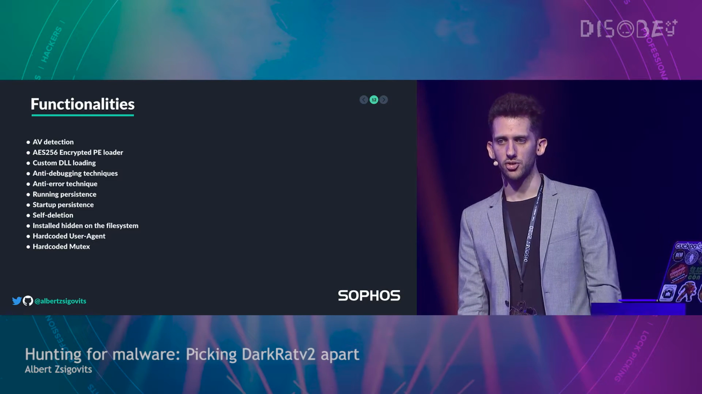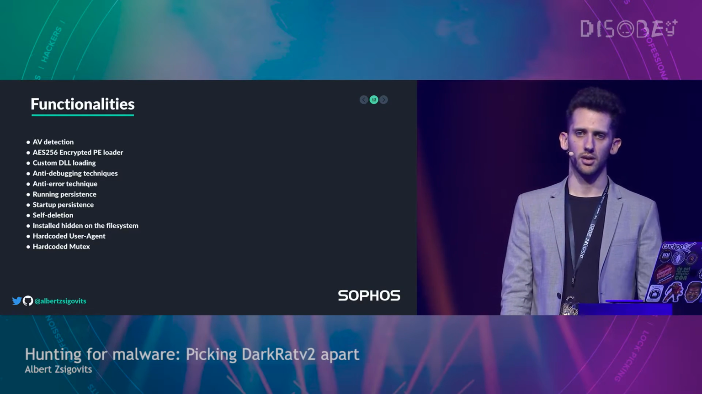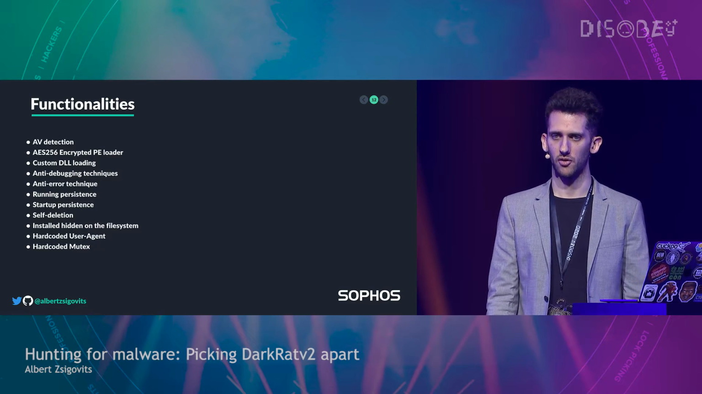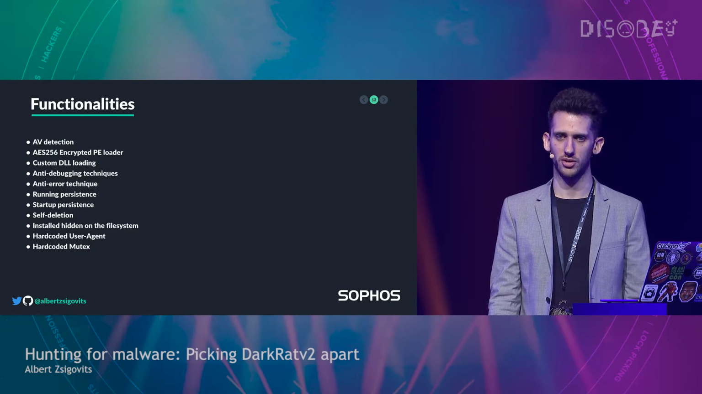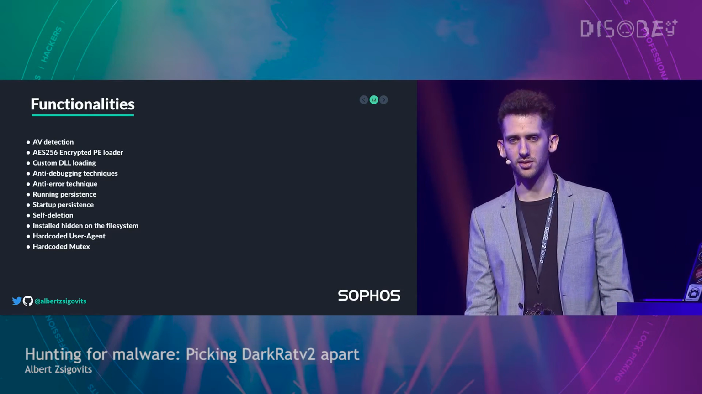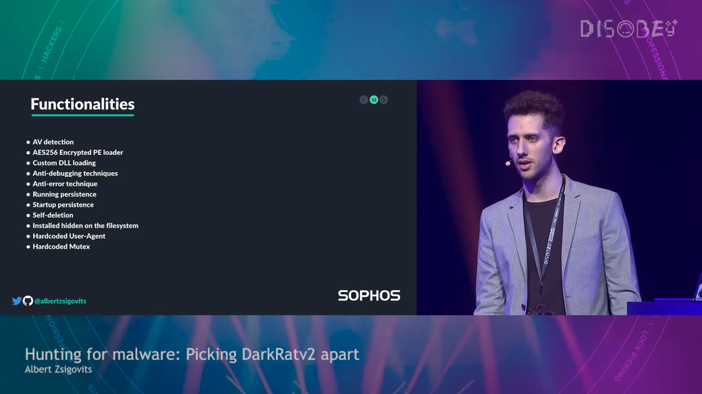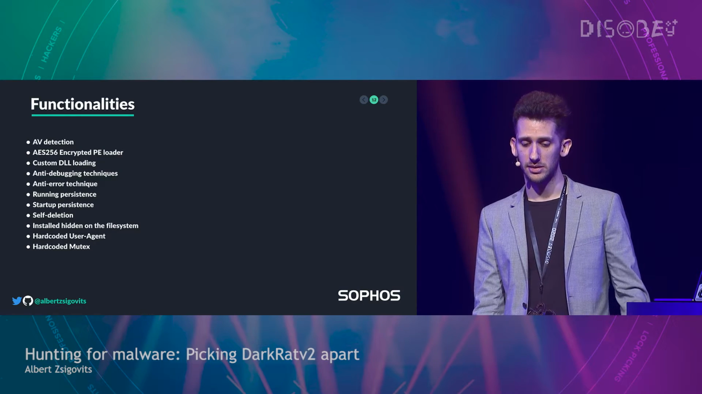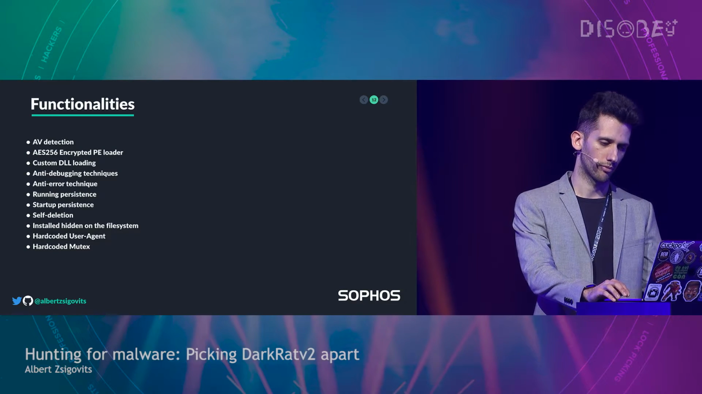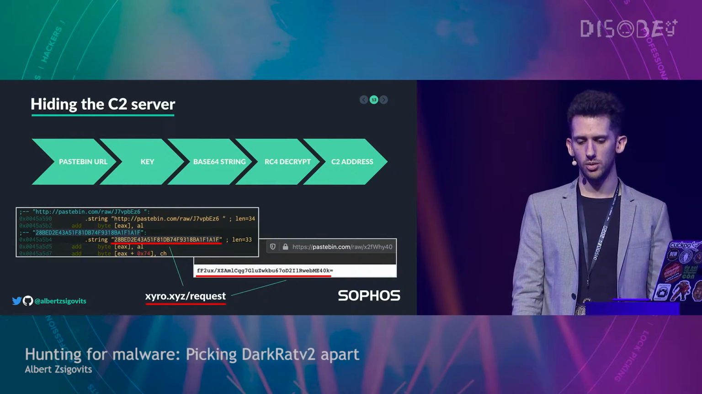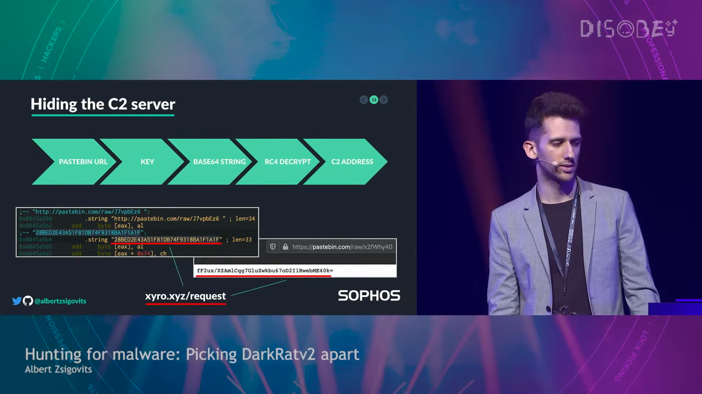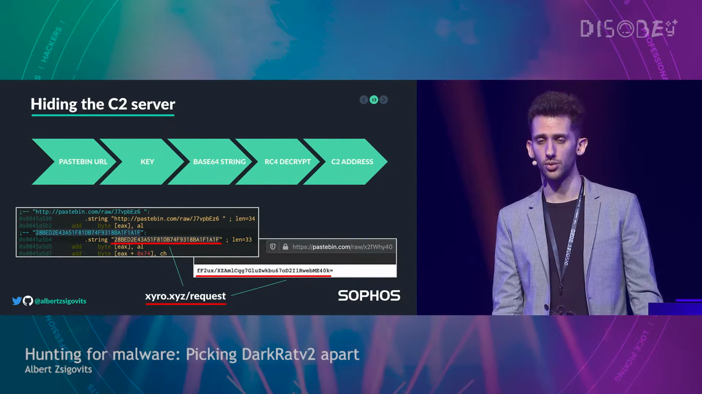These are some of the functionalities that the malware had. I think you guys can already sense there's some really script-kiddish, amateurish level behind this. But there have been some interesting functionalities along the way, and these are some of the interesting functions. I'd like to detail one of them, which was kind of interesting for me. It was hiding the C2 server address.